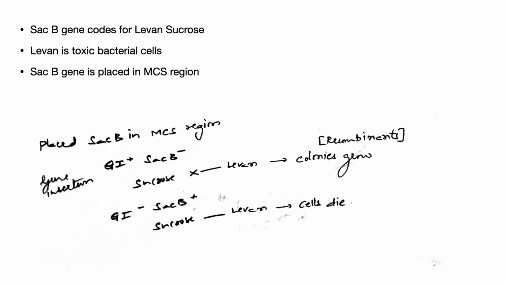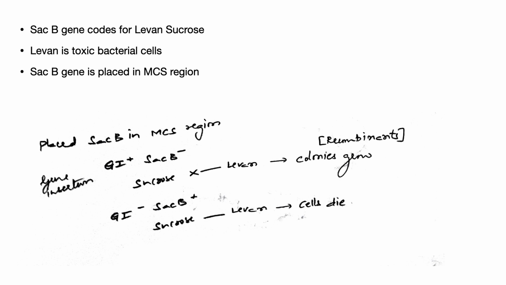So there is no formation of levan, hence the colonies grow. This proves they are the recombinants. But if the gene of interest is not incorporated, then the SACB gene is active and the sucrose is utilized to form levan and the cells die, hence they are not the recombinants.